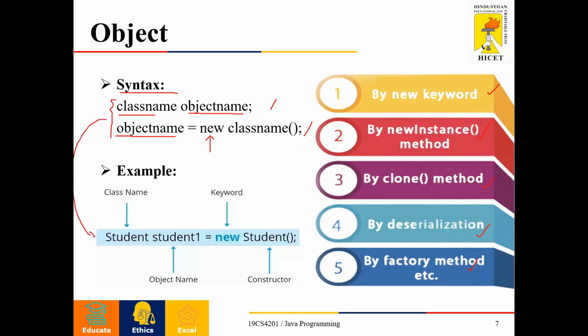So in this example, Student is a class name, student1 is an object name. With the help of the new keyword, we have allocated memory by calling a constructor, that is Student. So Student is a constructor which is defined in the Student class. If there is no such constructor, the JVM implicitly will provide a default constructor. Default constructor is nothing but a constructor without any arguments.